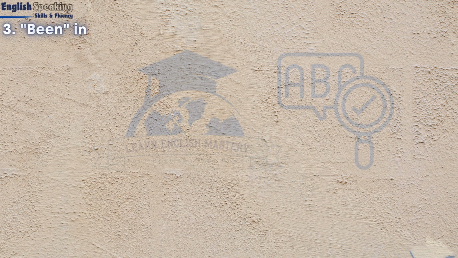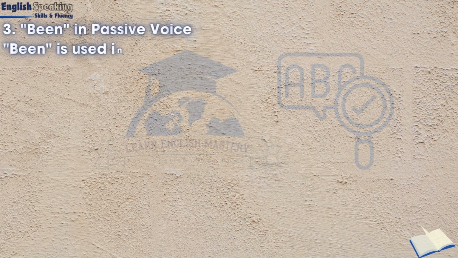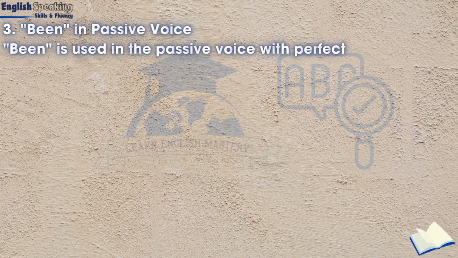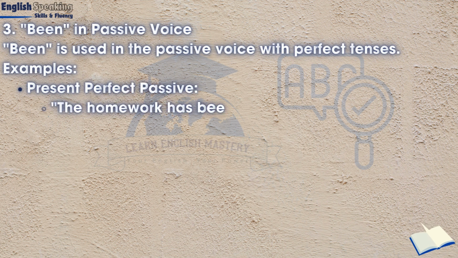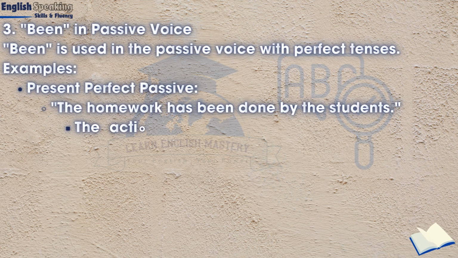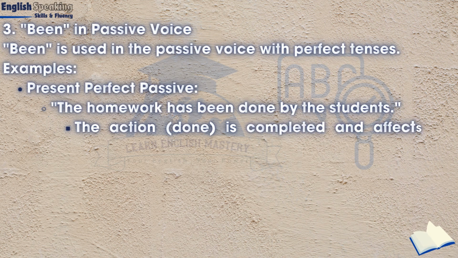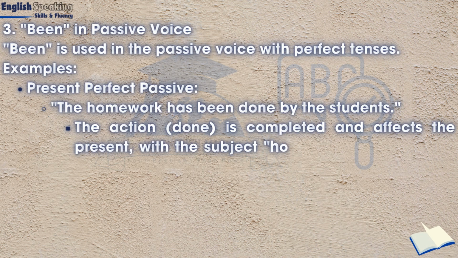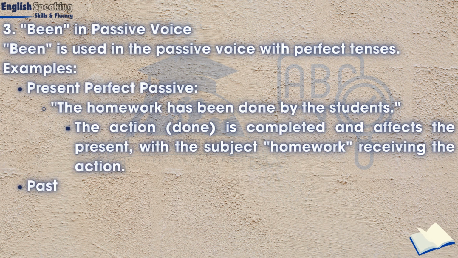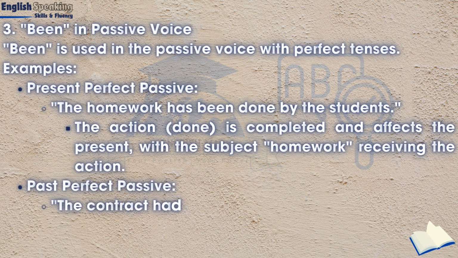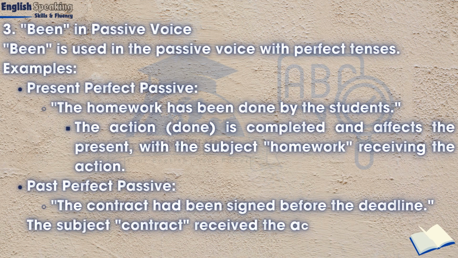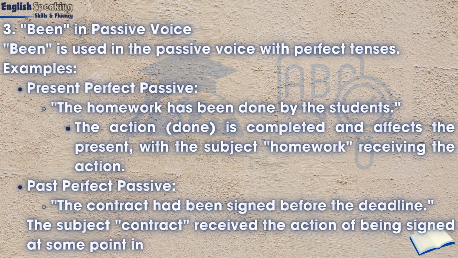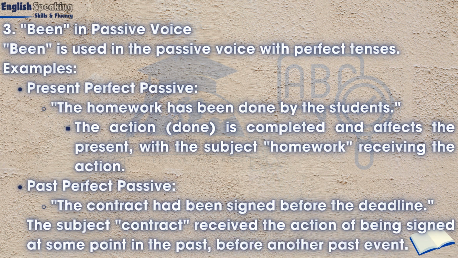3. Been. In passive voice, been is used with perfect tenses. Examples: present perfect passive, the homework has been done by the students. The action, done, is completed and affects the present, with the subject, homework, receiving the action. Past perfect passive, the contract had been signed before the deadline. The subject, contract, received the action of being signed at some point in the past, before another past event.